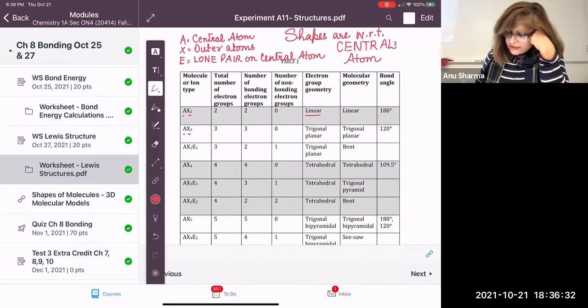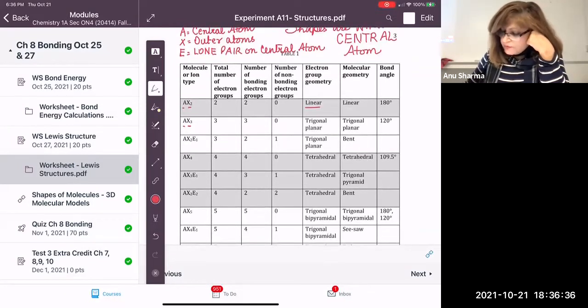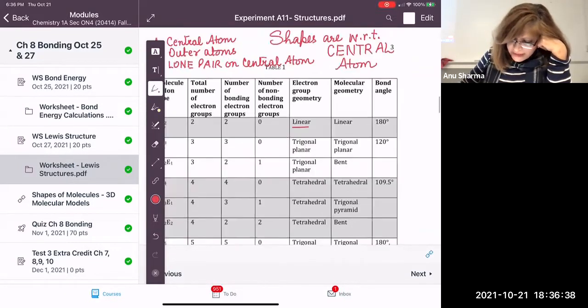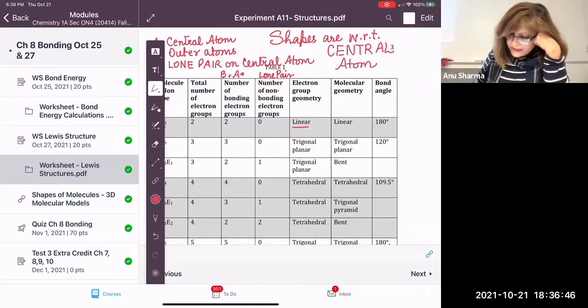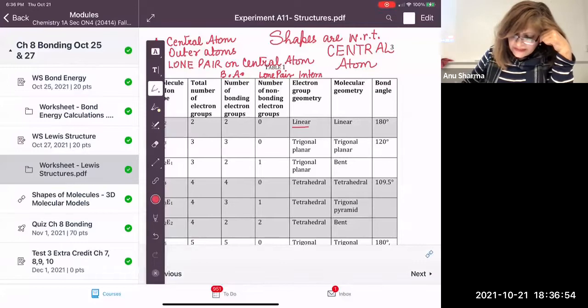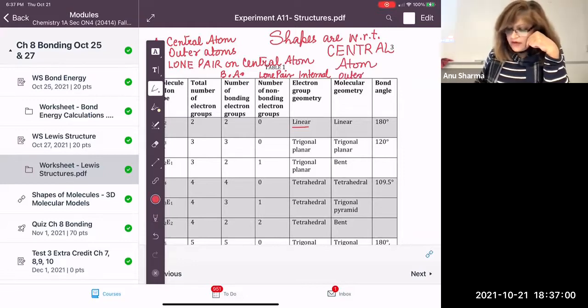The number of bonding electron groups means the number of bonded atoms. The non-bonding ones are the lone pairs. Then the electron group geometry is the internal shape. Molecular geometry is the outer shape, and then there is the bond angle.